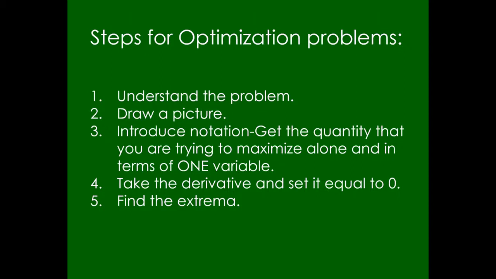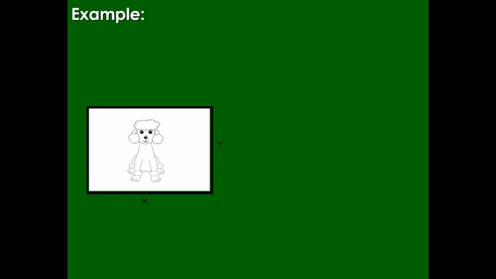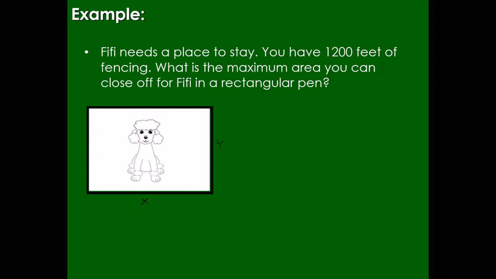Okay, so let's do a bunch of examples. First off, let's say you have a dog, and you have 1,200 feet of fencing, and you want to find the maximum area that you can close off for Fifi in a rectangular pen using this 1,200 feet of fencing. So I have my fencing. I wrote the horizontal, labeled as X, my vertical is Y.